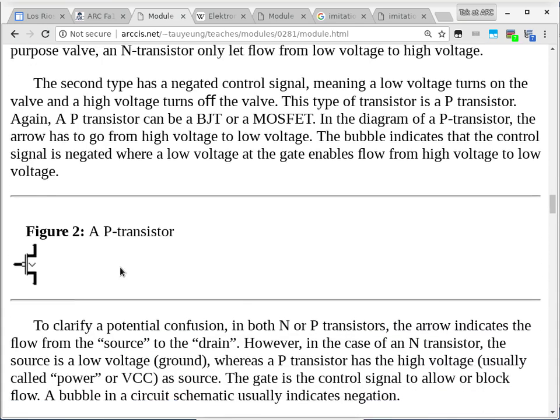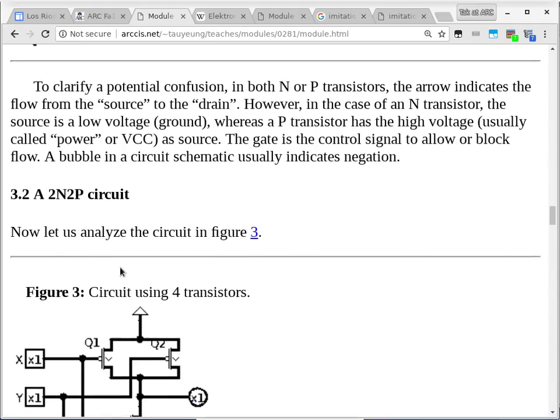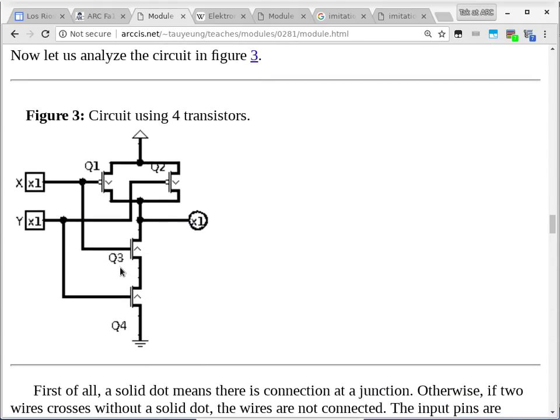So now that we have these devices, we'll make a circuit like that. Okay, so this is a circuit. It has 4 transistors. And I'll just give you a quick quiz here. What are the types of Q1 and Q2? Are they P transistors or are they N transistors? They're P transistors because there's a bubble. Very good. And then Q3 and Q4 are N transistors.